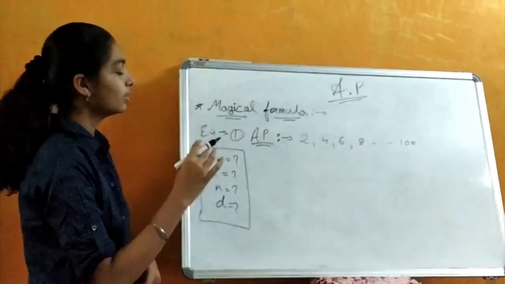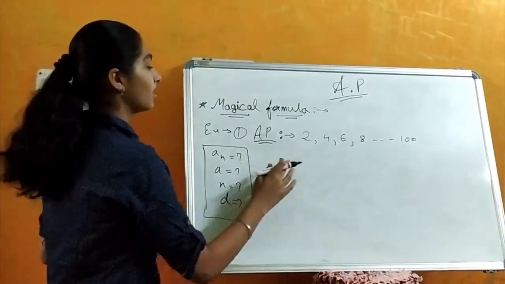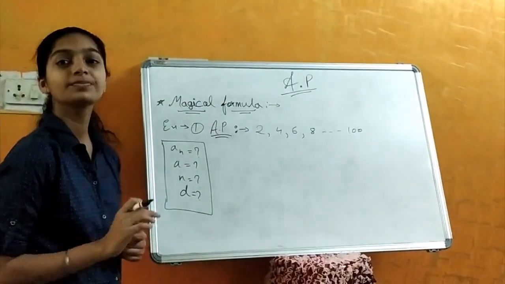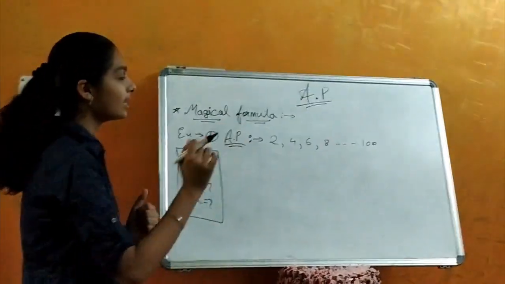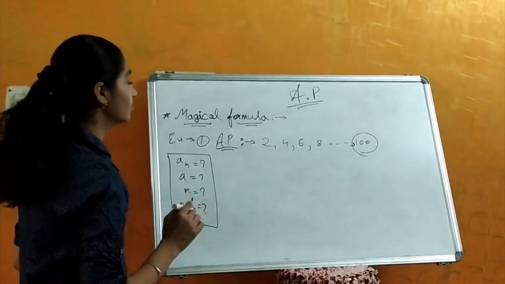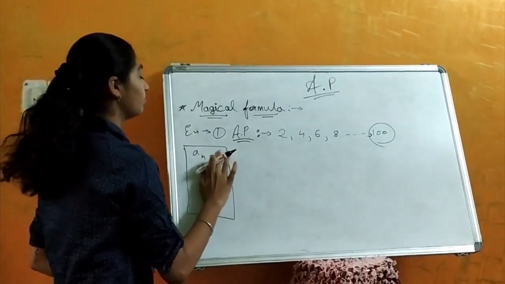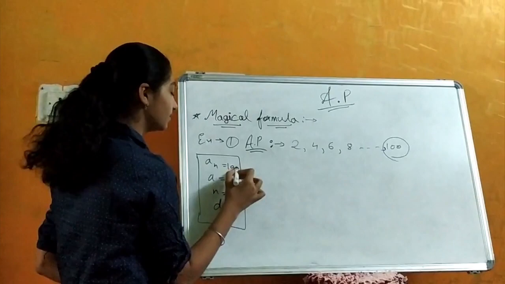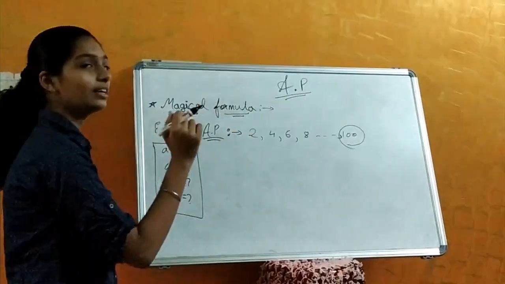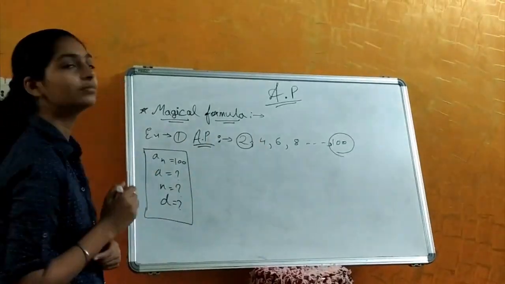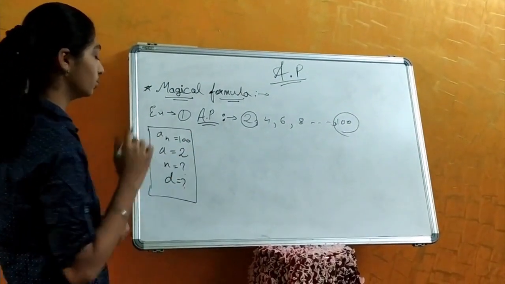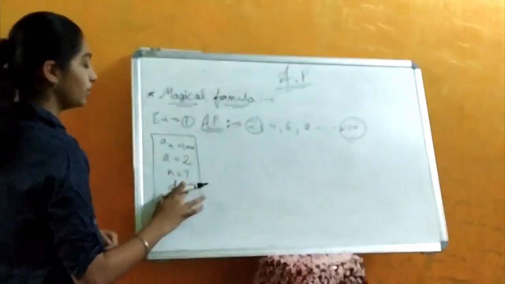Don't be confused. First we will determine each and every term. We have discussed earlier that an means what? Last term. So here what is the last term? It's 100, isn't it? Yes or no? So here the nth term will be 100. Okay, now what about a? We discussed earlier that a is the first term. What is the first term? 2. So a will be 2. Now what about d?